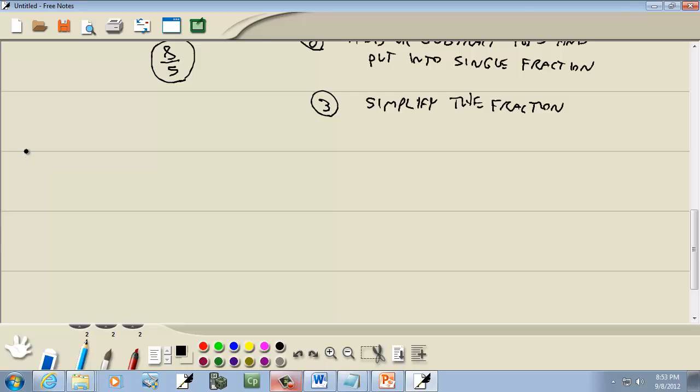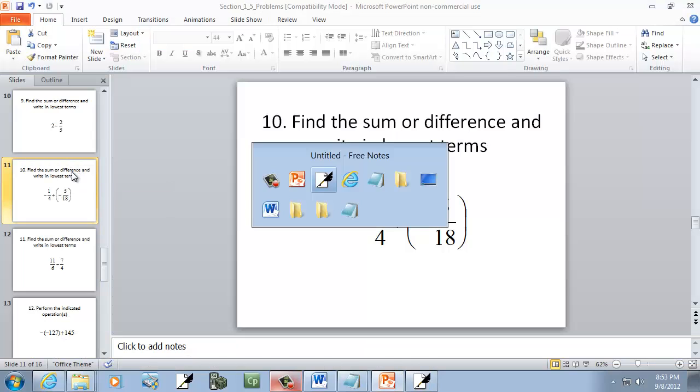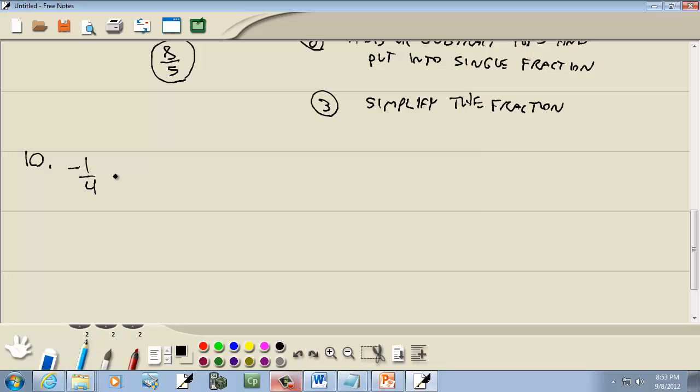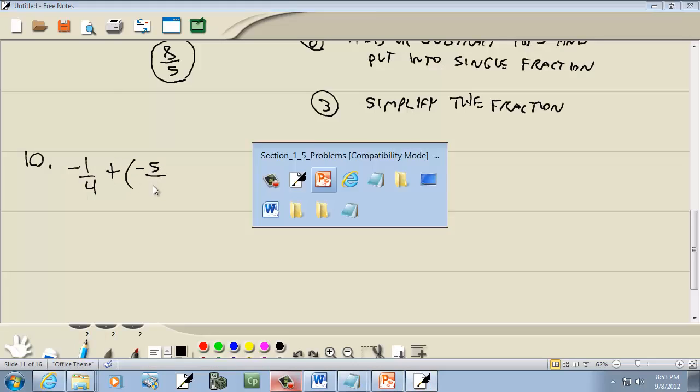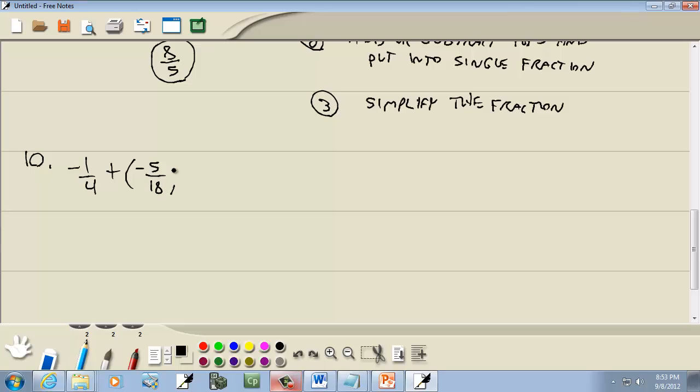So it'll be a little bit more exciting. So we've got negative 1/4 plus negative 5/18. Now here we got a plus parentheses minus. That becomes a minus 5/18. And these have different denominators, so we need to get a common denominator.